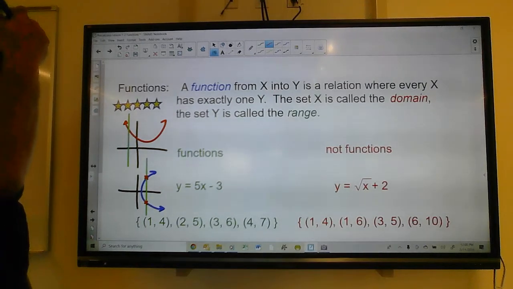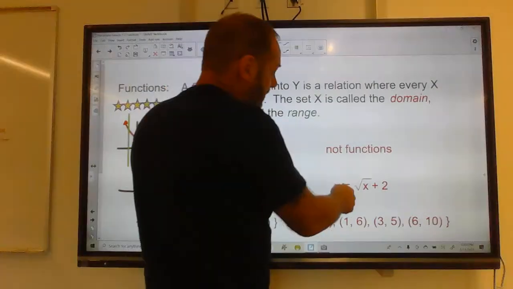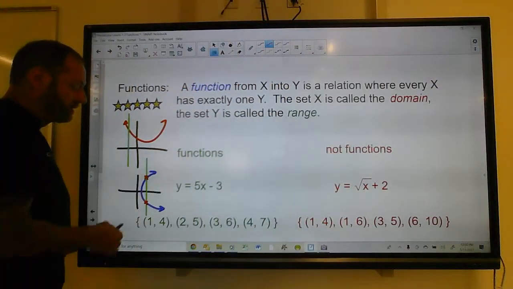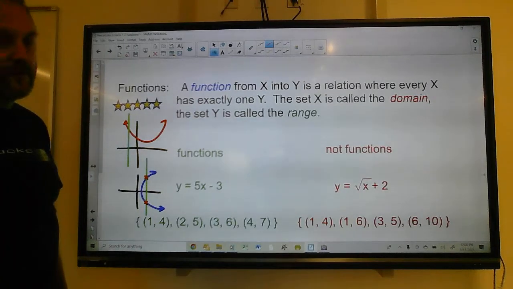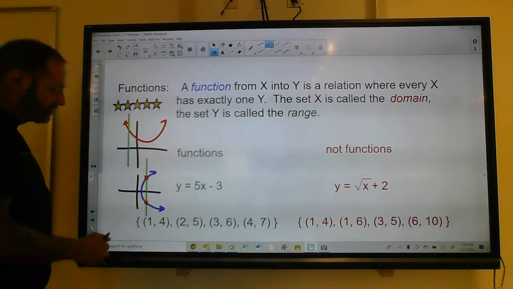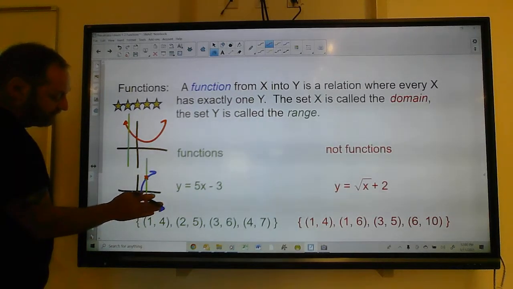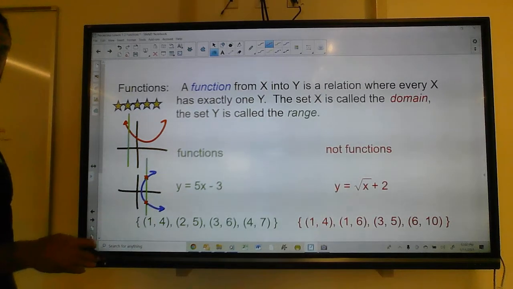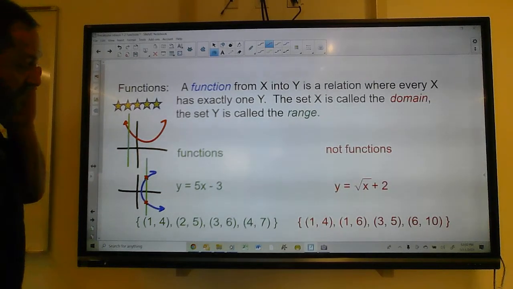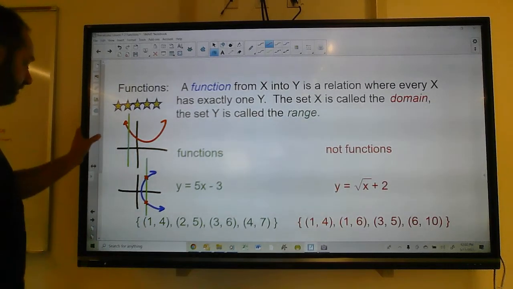Things that are not functions. Okay, square roots. This would be a square root relation right here. Okay, not a function. Now, you could force it to be a function if you cut it in half and you go, I'm only going to consider the positive parts, or I'm only going to consider the negative parts. Then you can make it a function, but in general, it's not a function.